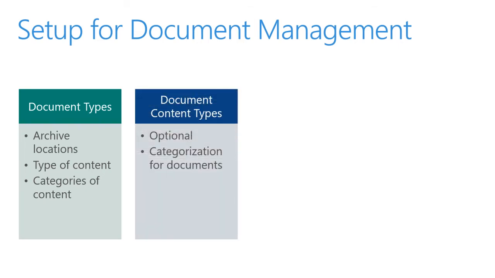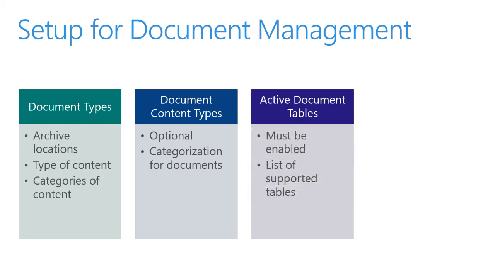Content types are used to categorize documents that are not attached to records. Examples of unattached document types might be invoices, expense reports, or purchase orders. The next setup step is to activate document management for specific tables. Users will need to select each table in order to activate it. For example, to activate document management for sales orders, users will need to select the sales table.